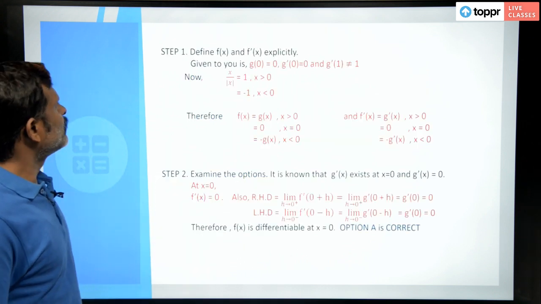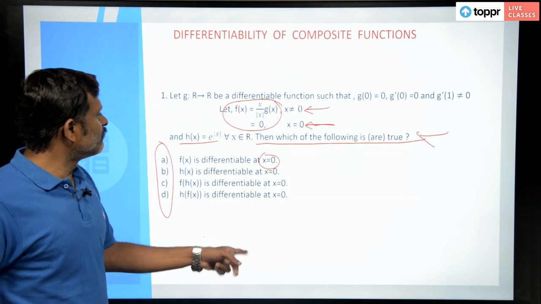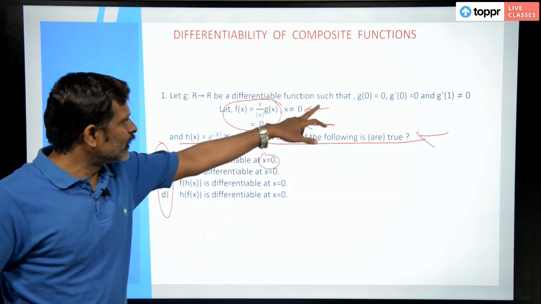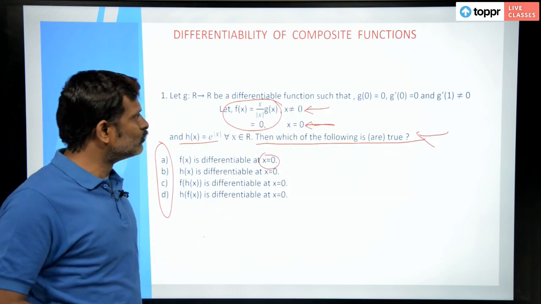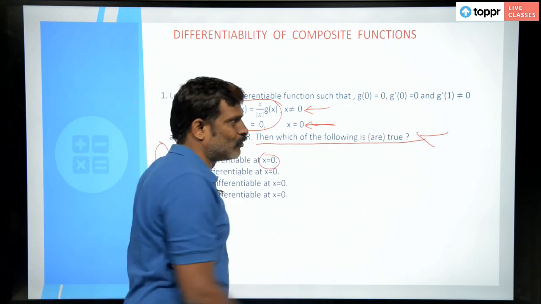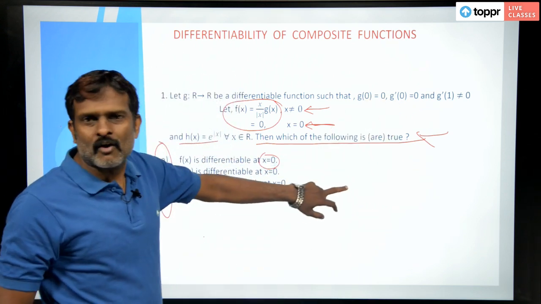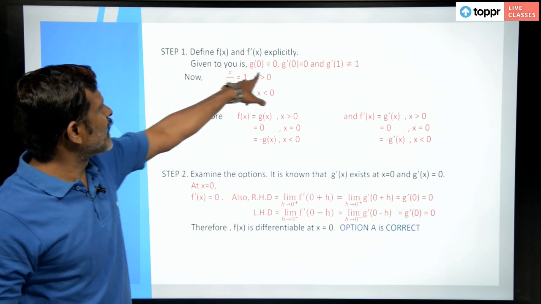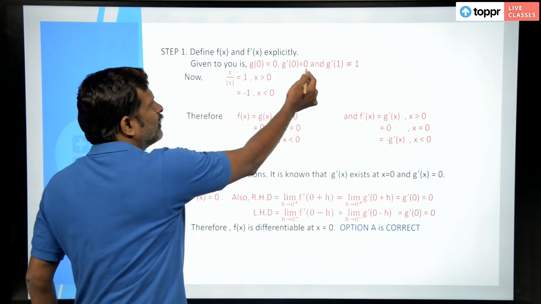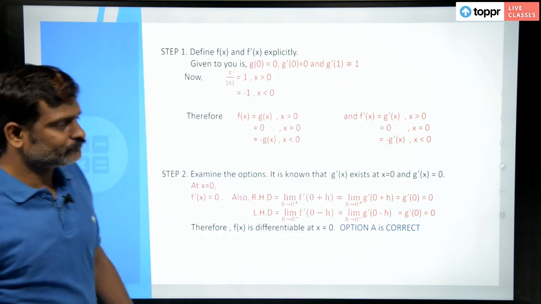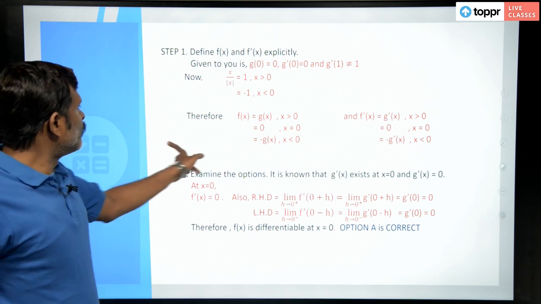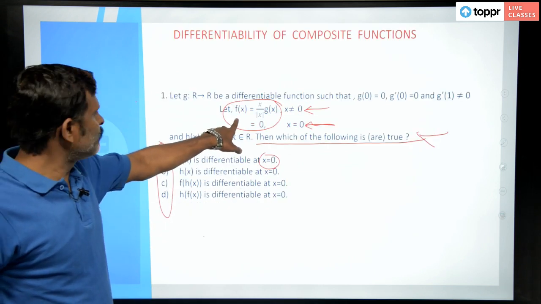So, for that, first what we are given is listed down there, like g of 0 is equal to 0 and g dash is 0 and g dash 1 is non-zero. So, those values I have listed down there. So, g is given and this is the given information for us, right. Now, what do we want? F of x. F of x is what?